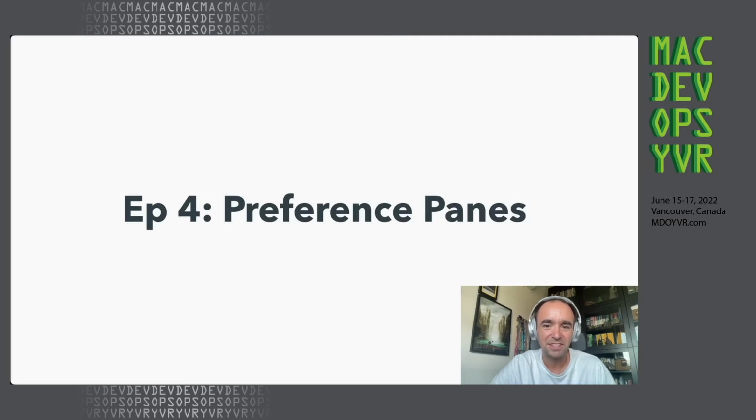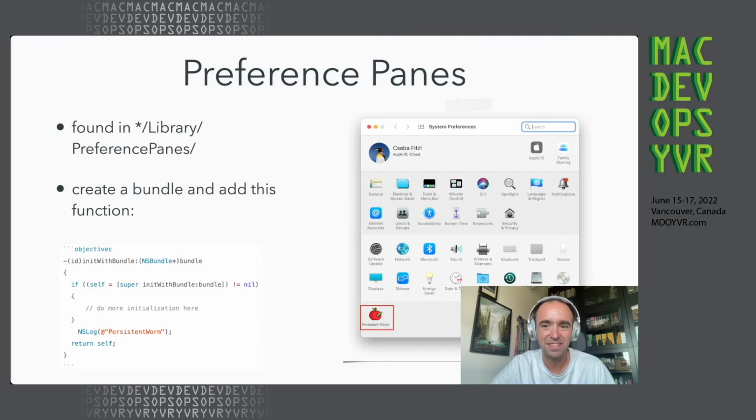Next one, preference panes. Preference panes are basically all the modules or plugins in our system preferences, although I haven't checked macOS Ventura yet. Now it's called System Settings. I guess it still uses the same plugin system. So basically, these are preference panes. We can add our own. Basically, these are just bundles, prefPane bundles. And if we populate the init with a bundle function, then that will be invoked when someone clicks on these preferences.